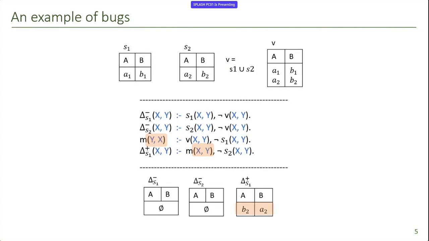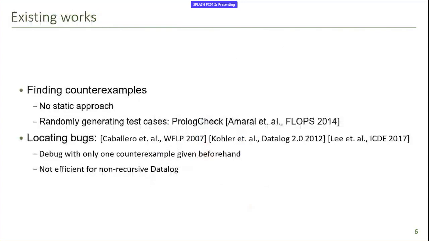So this is an unexpected point in our program. For debugging Datalog programs, there are several existing works. For the first version, finding counterexamples, to the best of our knowledge, there's no static approach to generate counterexamples for a Datalog program. Most existing approaches randomly generate many test cases for the Datalog program with specifications and then check dynamically.